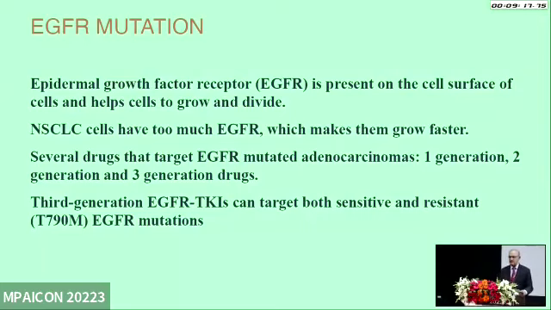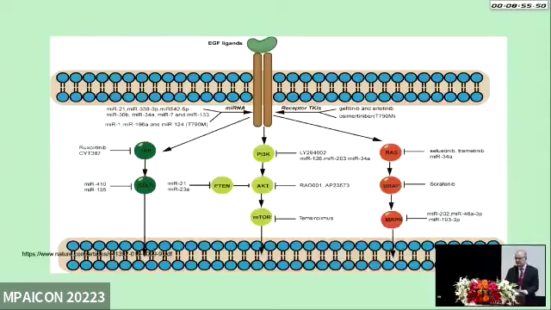clinical features with it. EGFR, epidermal growth factor receptor, is present on the cell surface and helps cells to grow and divide. Non-small cell lung cancers have too much of EGFR, which helps them grow faster. And there are several drugs that exist in the market: first generation TKIs that target EGFR, second generation, and third generation. Third generation TKIs can target both driver mutations as well as resistance mutations like T790M.